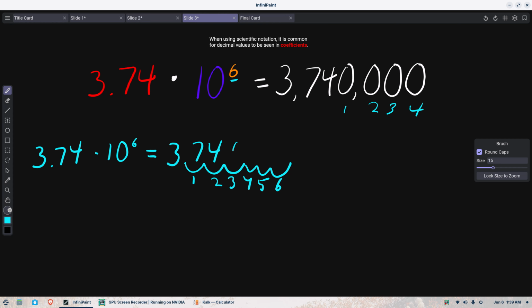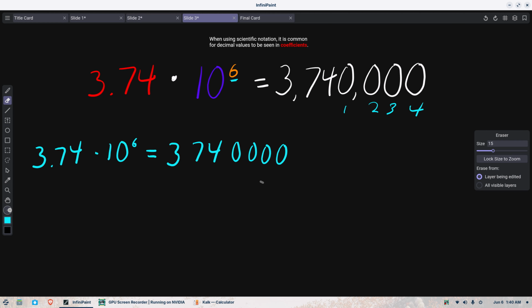I am going to fill in a 0 for every jump that has nothing in the digit columns. And you can see after I clear up what I've written here, after I clear up these jumps, and I put the appropriate commas, that we have gotten the correct answer. We have ended up with 3,740,000 as our final answer.